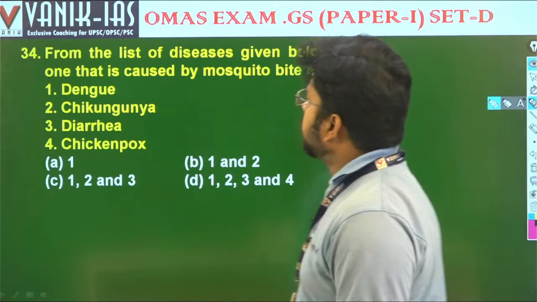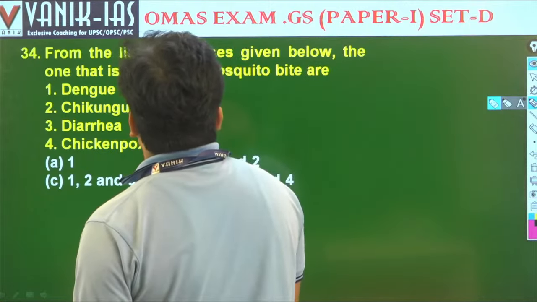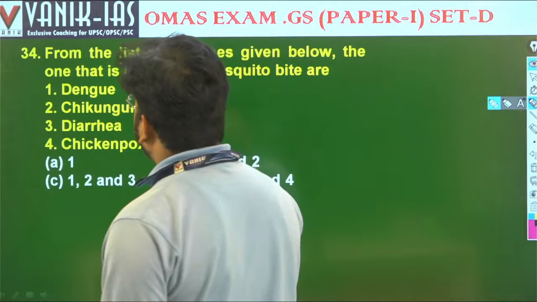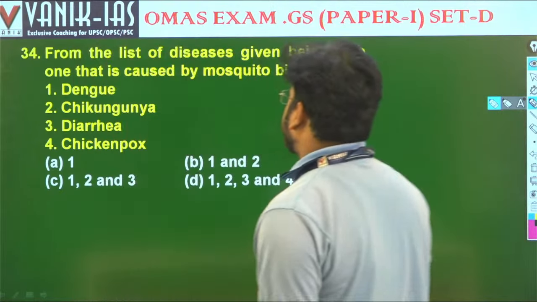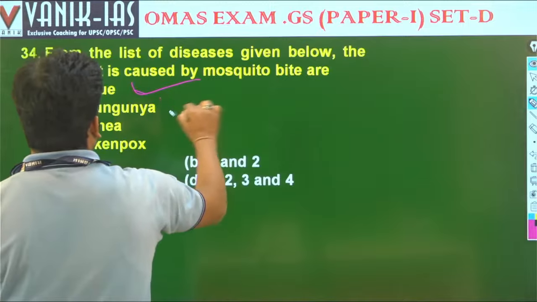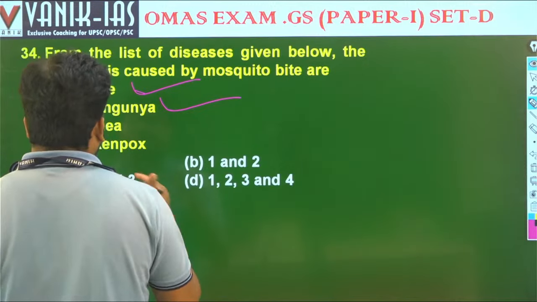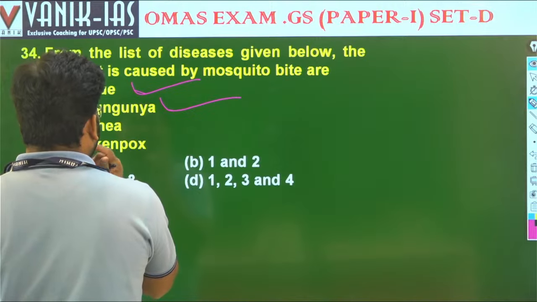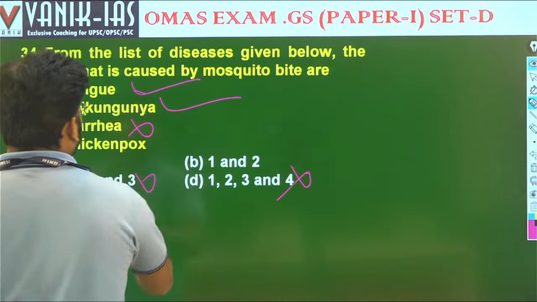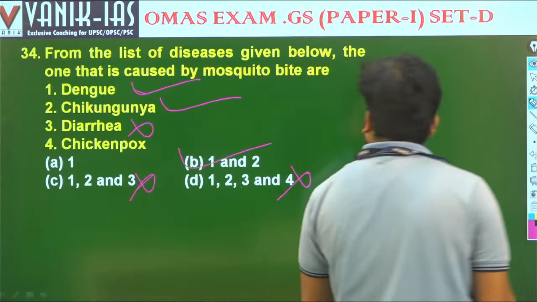Then, from the list of diseases given below, the ones caused by mosquito bites are dengue, chikungunya, diarrhea, chickenpox. We know that the Aedes aegypti mosquito causes dengue and chikungunya. So options 1 and 2 are definitely right. Diarrhea is a sanitation-related issue, so 3 and 4 are automatically eliminated. So 1 and 2 are our answer, right?